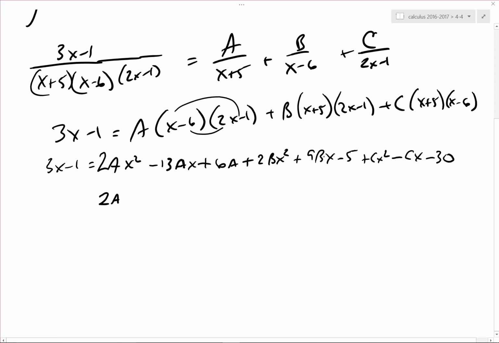I wonder if I screwed that up over here too. Nope, I got that one right. Alright, so 2a plus 2b plus c equals 0.